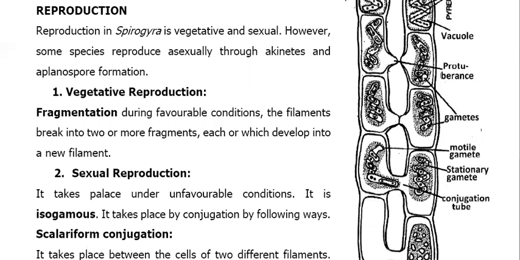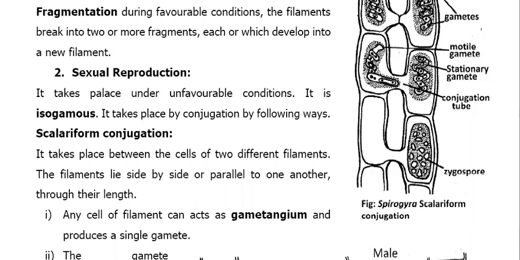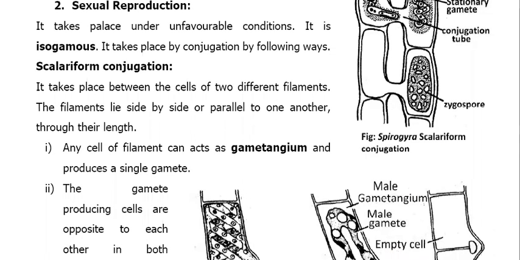The reproduction of Spirogyra is vegetative and sexual. However, some species reproduce asexually through akinetes and aplanospore formation. I have told you in a previous lecture what akinetes and aplanospores are. These are special types of asexual bodies by which Spirogyra reproduces. In vegetative reproduction, through fragmentation during favorable conditions, the filaments break into two or more fragments, each of which develops into a new filament. Sexual reproduction of Spirogyra occurs through isogamy.